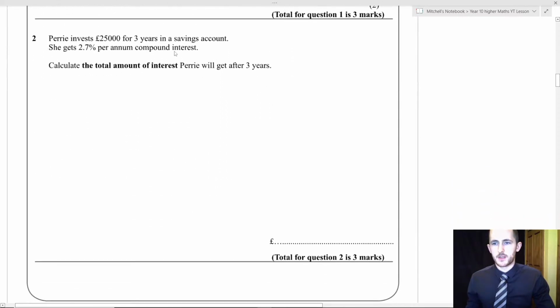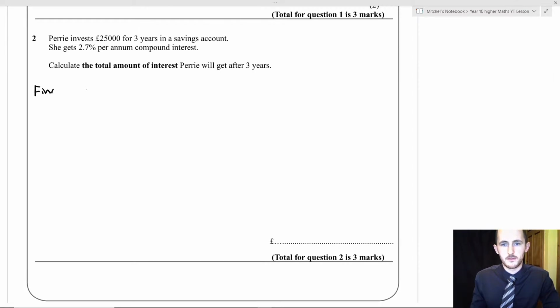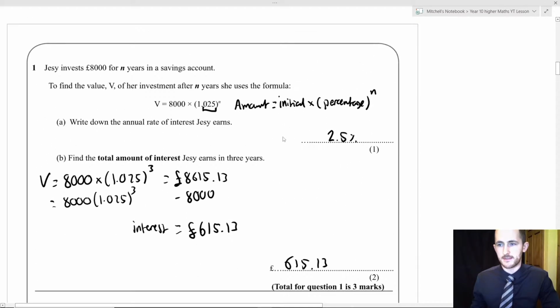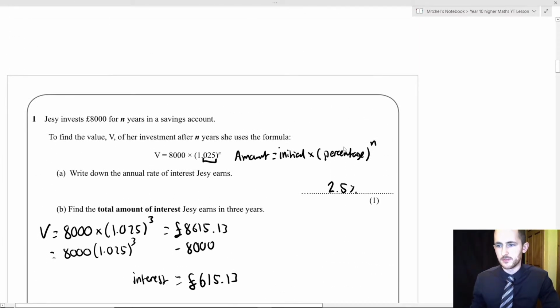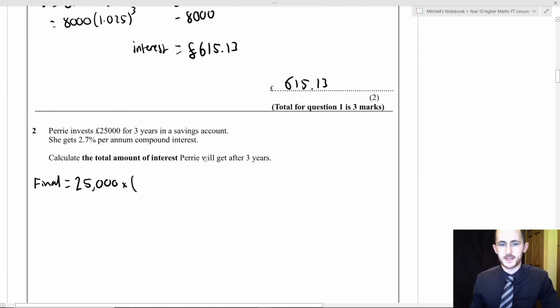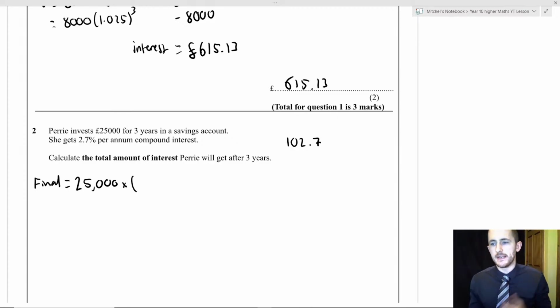Okay. So we have Perry again. So invest £25,000, 3 years, 2.7% compound interest. So again, if we use that equation, the final amount will be the initial investment of £25,000. Again, we're just using the equation I used here. Initial is 25,000 times. Now the percentage as a decimal, right? It's 2.7% interest. So it's going up to 102.7. So to work it out, all we need to do is divide that by 100, which hopefully you can see would be 1.027. Right?